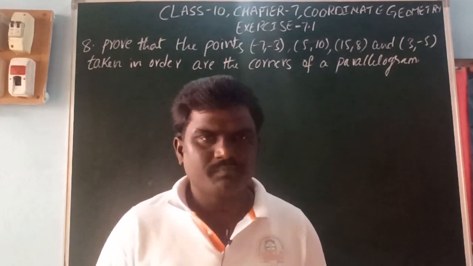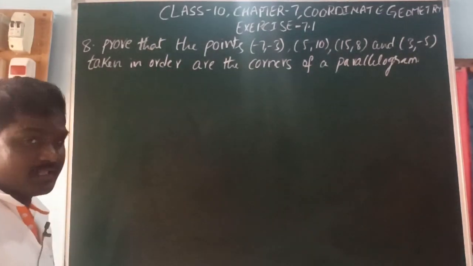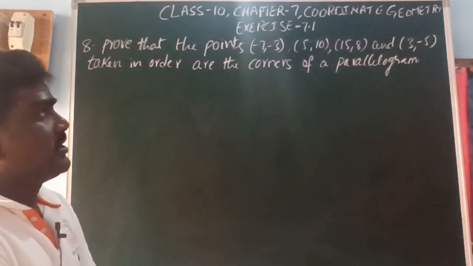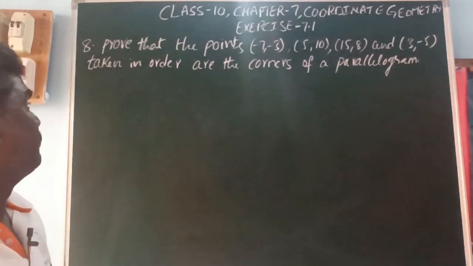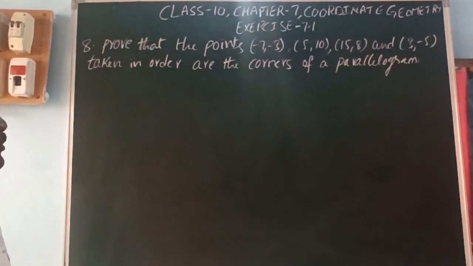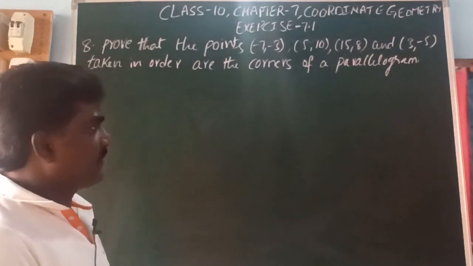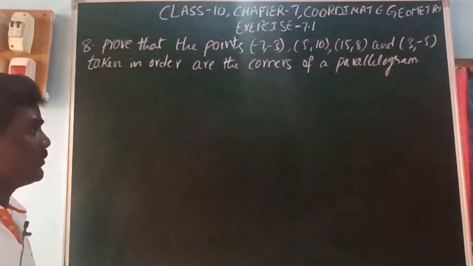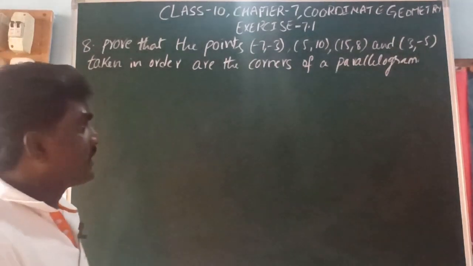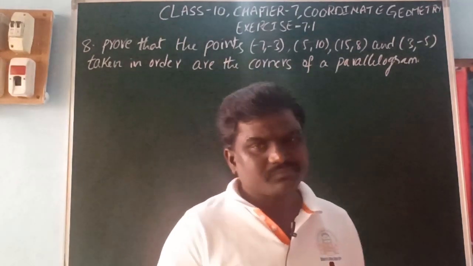This is Balakrishna. Today I am going to explain class 10th chapter 7 coordinate geometry exercise 7.1. Question number 8. Prove that the points (-7, -3), (5, 10), (15, 8) and (3, -5) taken in order are the corners of a parallelogram.